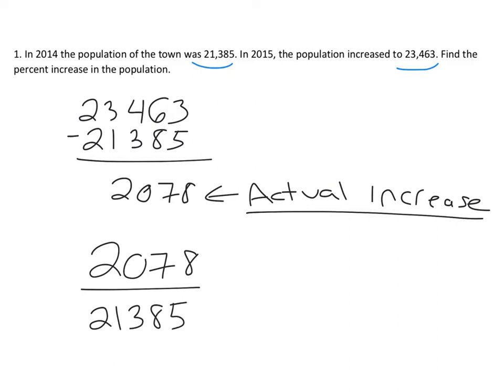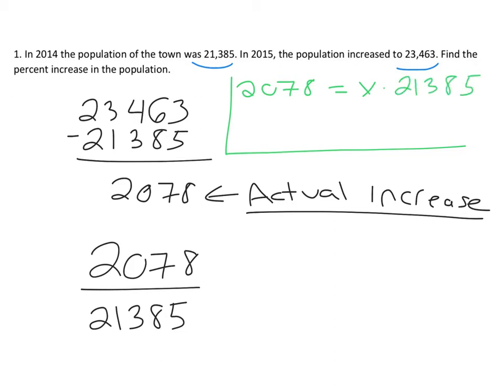If you prefer to write it as an equation, just as an aside, I'll put it up here. When I said 2,078 is what percent of 21,385, you can write it as 2,078 is what proportion of 21,385. If I do it like this, it's going to come out as a decimal, not a percent. But if I solve for x here, I'm just dividing by 21,385 to figure out what percent of it is.